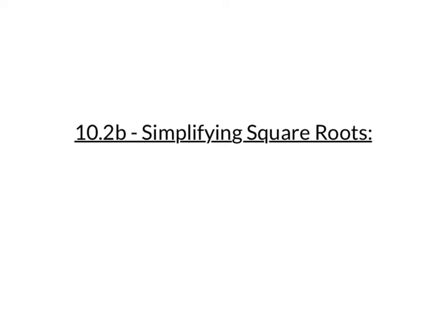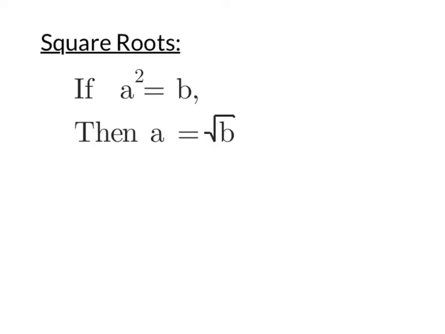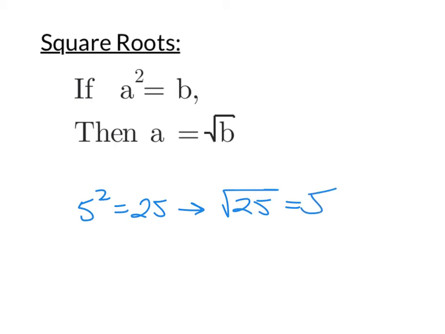Let's try simplifying some square roots. Remember that when we're talking about square roots, if a squared is equal to b, then a is going to be the square root of b. So what we mean by that is, since 5 squared is 25, that's going to mean that the square root of 25 is 5. Of course, it doesn't always work out so nice.